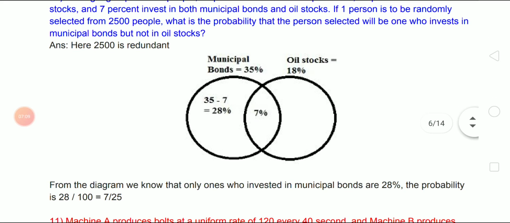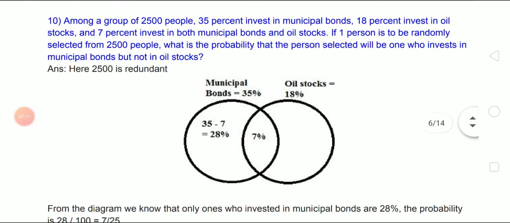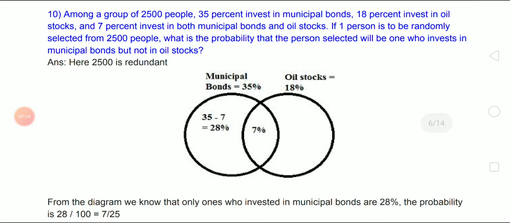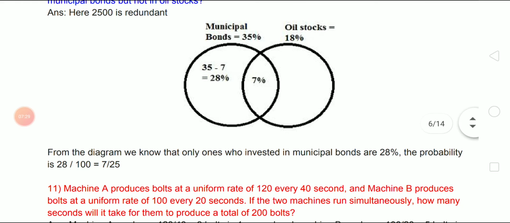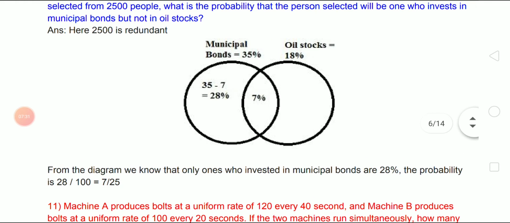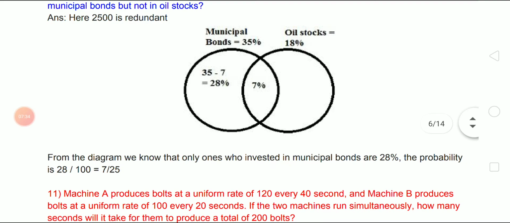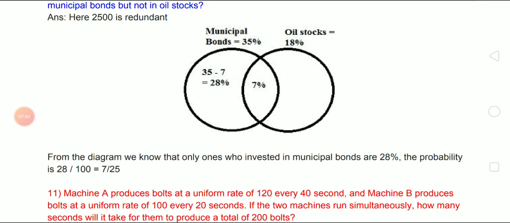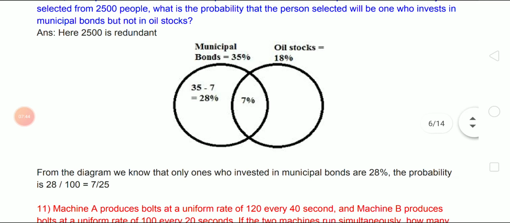Right, here we see that 25,000 is redundant. So municipal bonds 35%, oil stocks 18%, the combination of both 7%, and then only the municipal bonds, by taking out the oil stocks combination, the answer will be 35 minus 7, 28. From the diagram we know that only those who invested in municipal bonds are 28%, then the probability is 28 by 100, which is nothing but 7 by 25. The probability is 7 by 25 here.